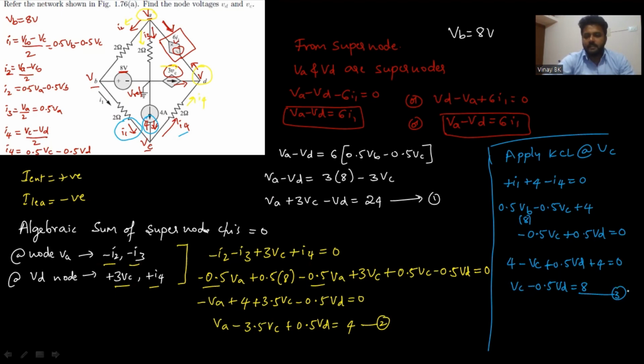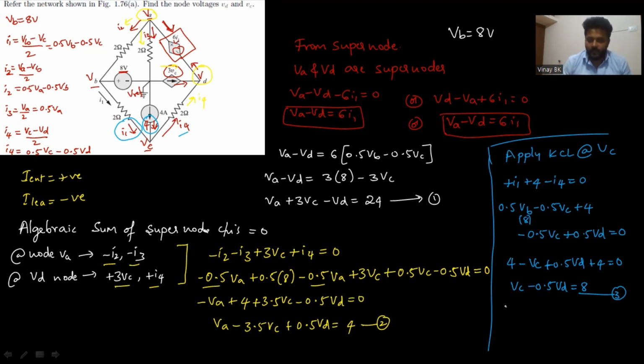So now we solve this equation with the help of a calculator. Keep your calculator in equation mode. With 3 unknowns, for equation 1 you enter 1, 3, minus 1, 24. For equation 2 you enter 1, minus 3.5, 0.5, 4. And for equation 3 you enter VA is 0, VC is 1, and VD is minus 0.5, equals 8. So you get V1 as 9.142.